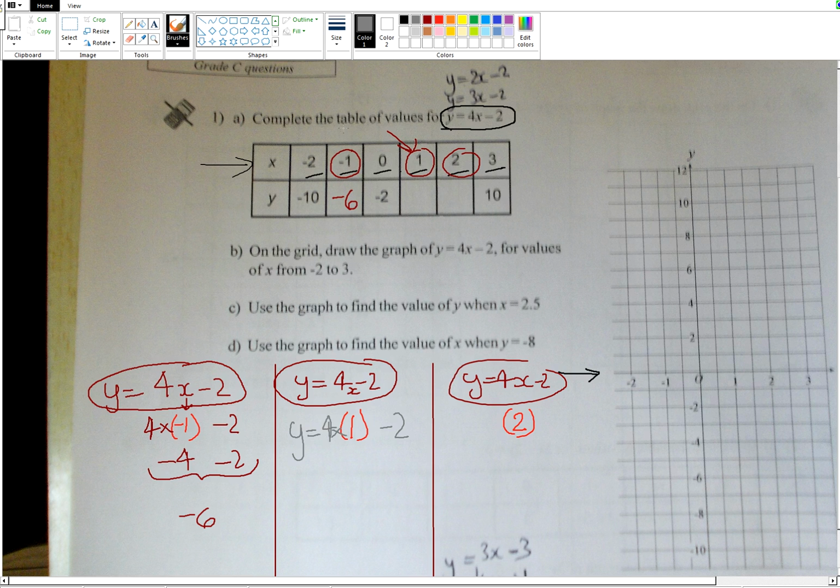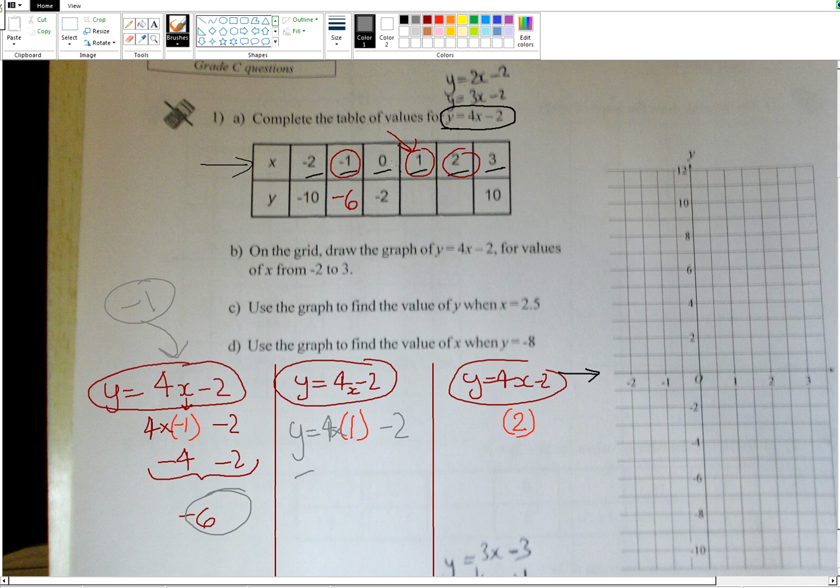So we've got to plot the points for the equation y equals 4x minus 2. Let's complete the table of values. So we're doing that at the moment. We've done minus 1. We put minus 1 into here, and that gave us an answer of minus 6.